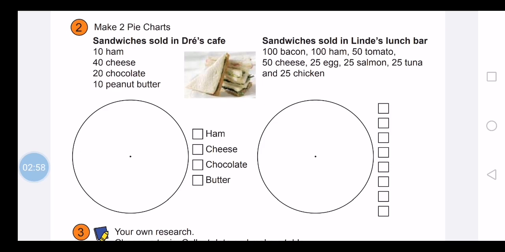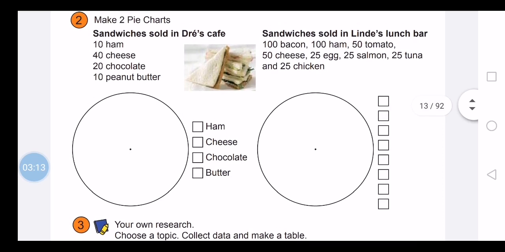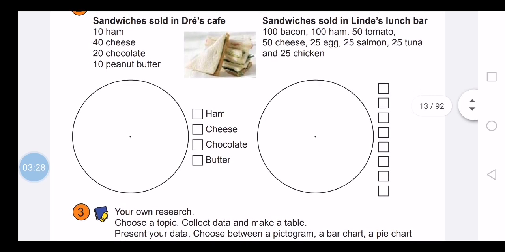Right, let's concentrate on number 2. It's important. Number 2, part 1. Sandwiches sold in Dre's Cafe. Okay, it's important first that we look at the total amount of sandwiches sold. So in Dre's Cafe, there were 10 ham, 10 peanut butter, 40 cheese, and 20 chocolate. Altogether, that's 80. Okay, so the whole circle represents 80 sandwiches.